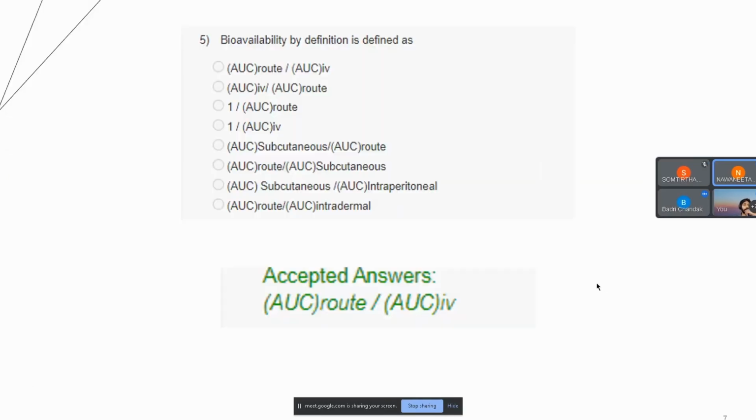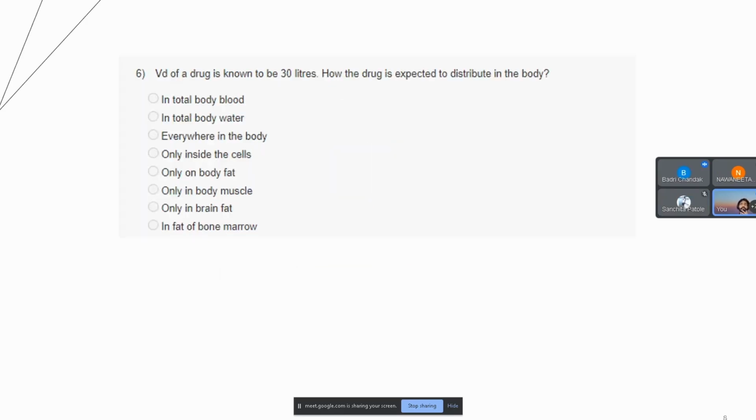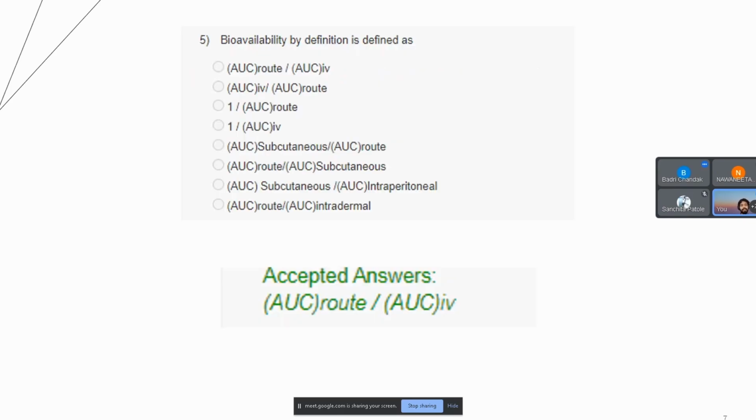The plasma concentration of the drug. How much of the drug is present in your bloodstream, in the plasma, right? So that's the area under the curve. Why is it an area under the curve? Why is it not a constant answer, like okay, 10 mg of drug is present in the plasma?